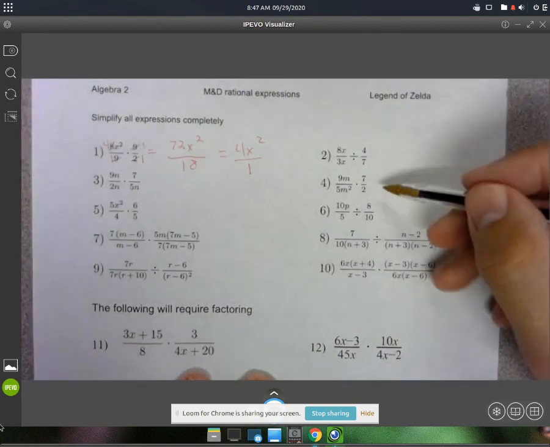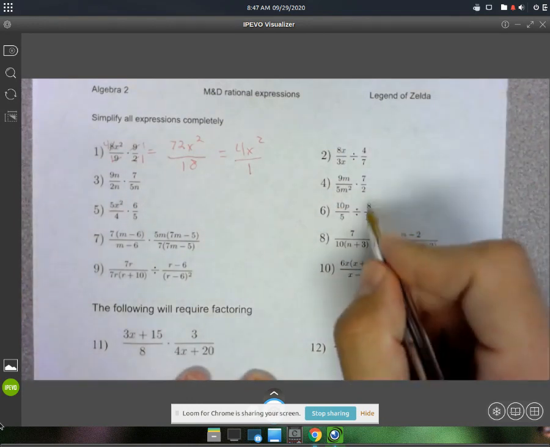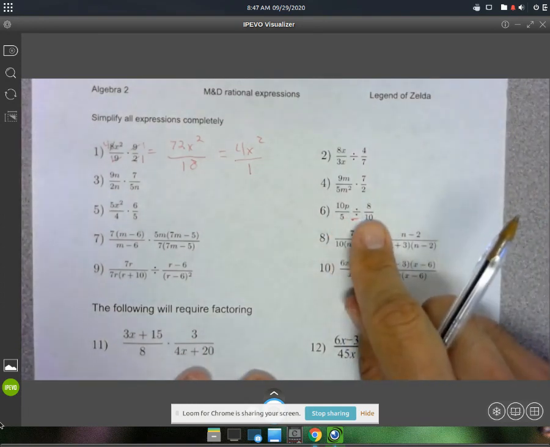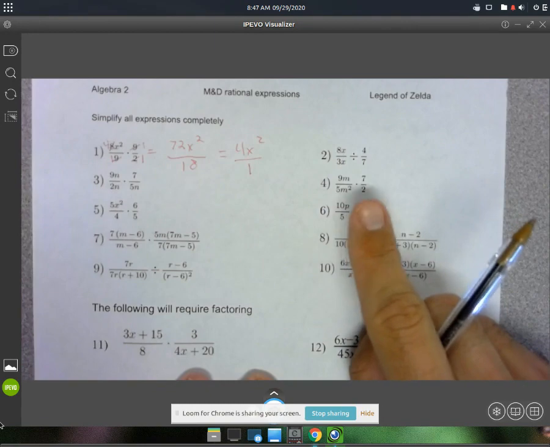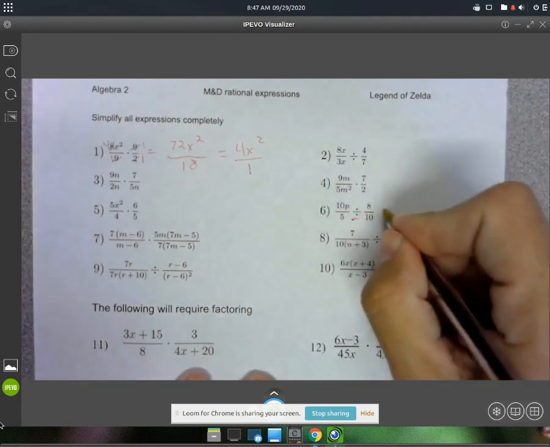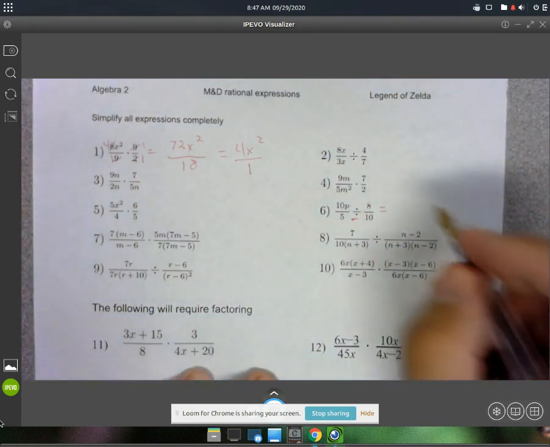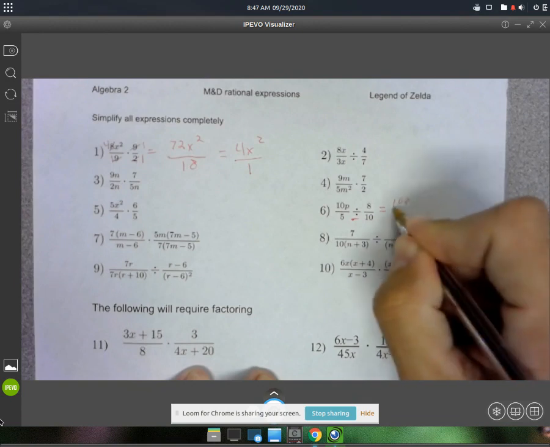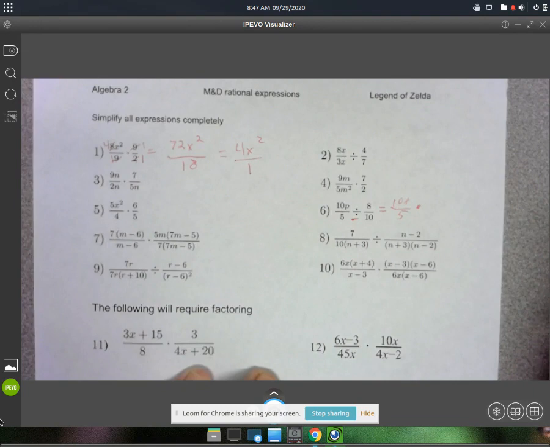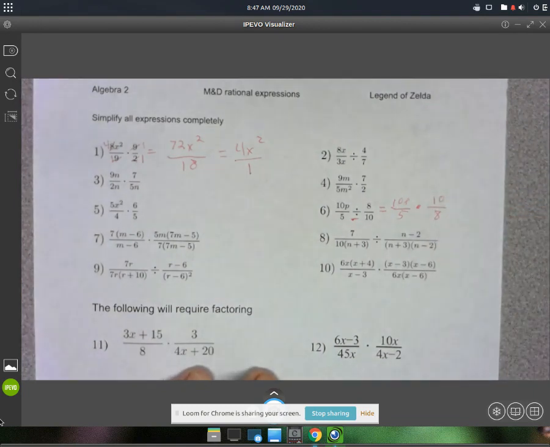Let's look for another one here. Let's look at number 6. All right, number 6 is a division. So when you're dividing two fractions, what you do is you keep the first one the same, you change it to multiplication, and then you flip the second fraction. So we got to do that first before we start simplifying vertically or diagonally. So you get 10p over 5. You leave that one the same, change it to multiplication, and then flip the second fraction. It becomes 10 over 8.